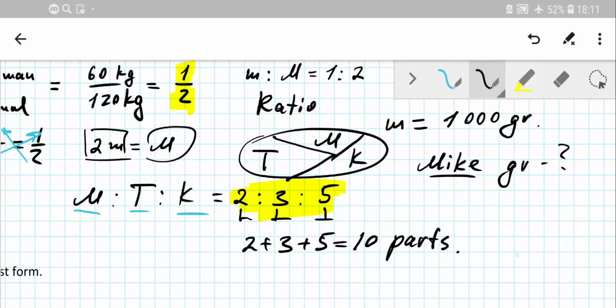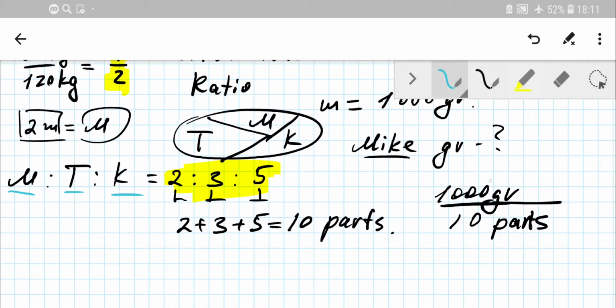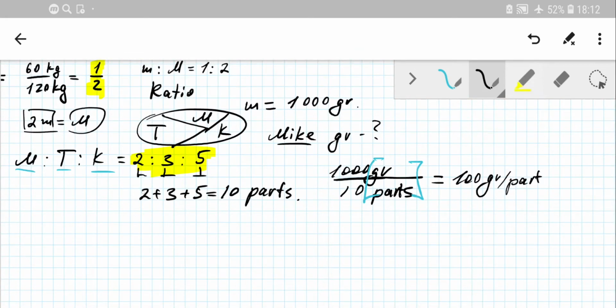So you can calculate how many grams stay for 1 part. You simply take 1000 grams and divide by 10 parts. Just keep track of units because it's very significant in this case. So, grams per part, right? That's what it means. And you found out that every part is 100 grams. Now if you multiply by the number of parts each person has, for Mike you obviously have two parts. So you simply take 2 and multiply by 100 grams per part.